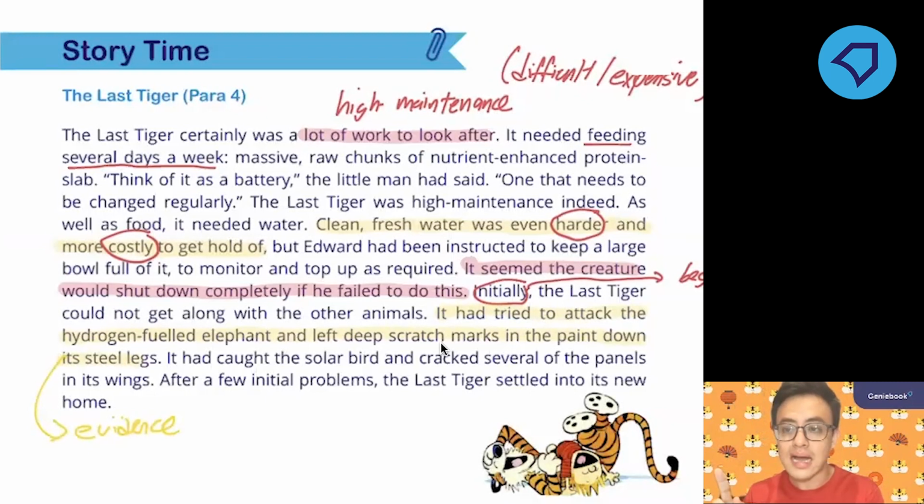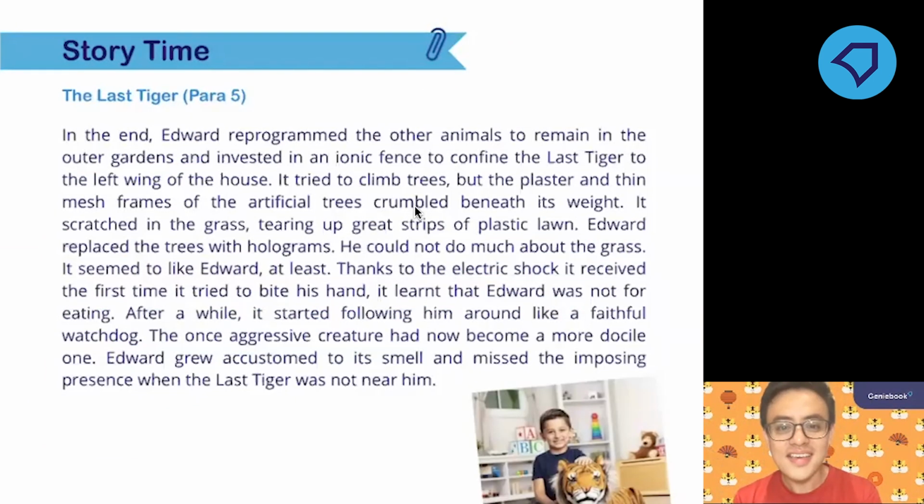But important is that you need to address. If I say that the tiger got along with the other animals, you say no, you must point out to me that no, I disagree, because initially the last tiger could not get along with the other animals. And then the part in yellow here is the evidence. It caught the solar bird and cracked several of its panels in its wing. After a few initial problems, the last tiger settled into its new home. In the end, Edward reprogrammed the other animals to remain in the outer gardens.